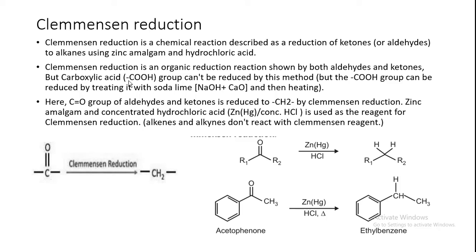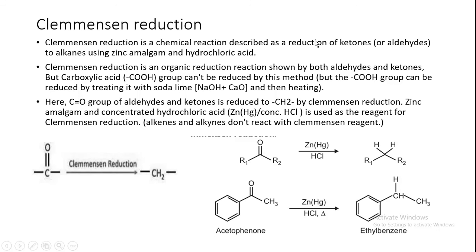You have to remember that carboxylic acid can't be reduced with zinc amalgam, that is, through this Clemmensen reduction. But the COOH group can be reduced by treating with soda lime, NaOH plus CaO, and then heating. Reduction of the COOH group can be done by using this other method.